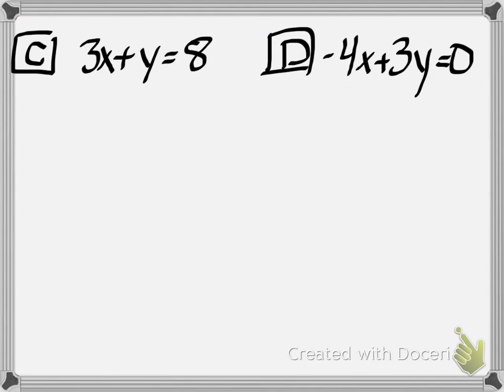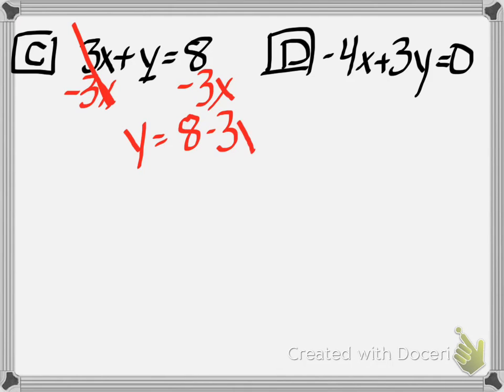Example C, 3x plus y equals 8. I find y, there it is. Y is not by itself yet. I need to move that 3x. In order to move it, I'm going to do the inverse, so I'm going to subtract 3x. 3x minus 3x goes away, and I have y equals 8 minus 3x. 8 is a constant, and 3x has that variable, so I cannot combine them. They are not like terms. This says y equals 8 minus 3x. There is no y equals kx.